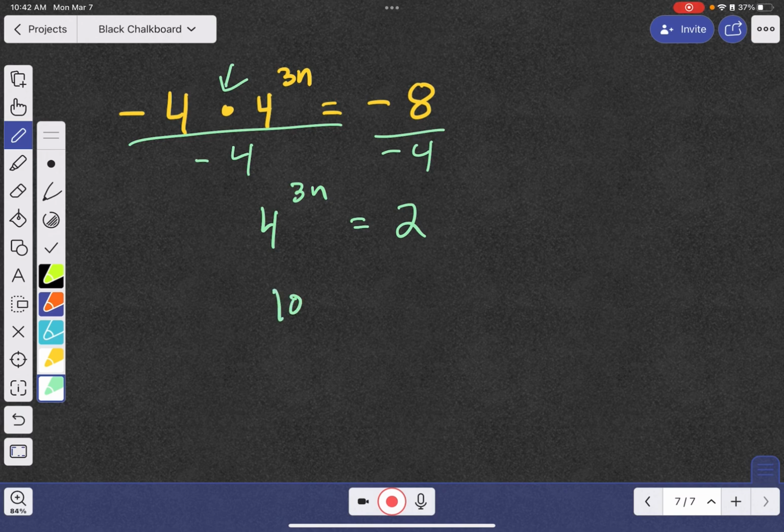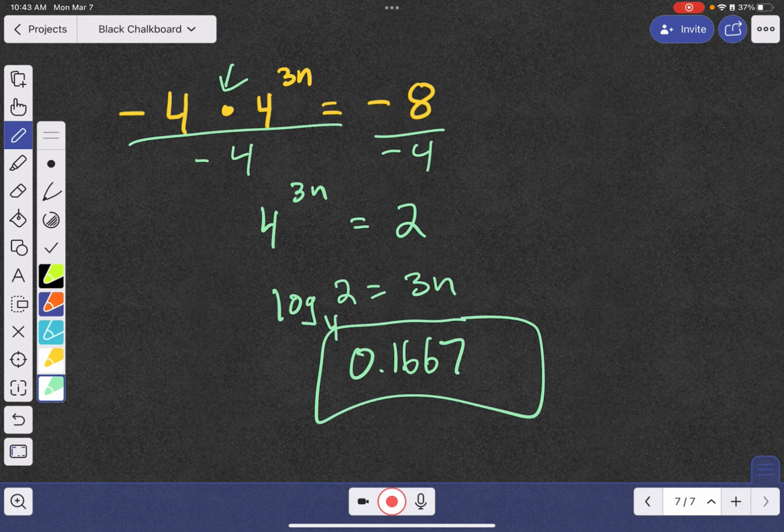So it's log base 4 of 2 equals 3n. So the log of 2 divided by the log of 4, it's 1/2. Divided by 3, 0.1667-ish. Somewhere right in there. And I wanted to do that one for a specific reason, because with that symbol right there, a lot of people are adding 4 instead of dividing by negative 4, which you need to be doing. That's like number 10 on your assignment today, just different numbers.